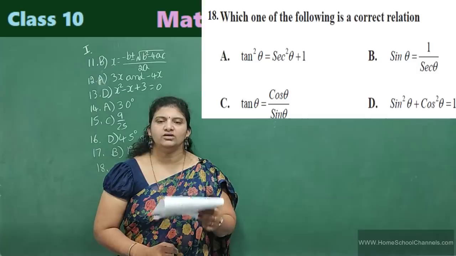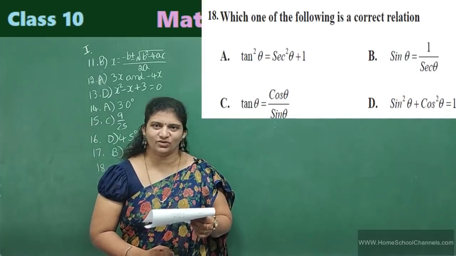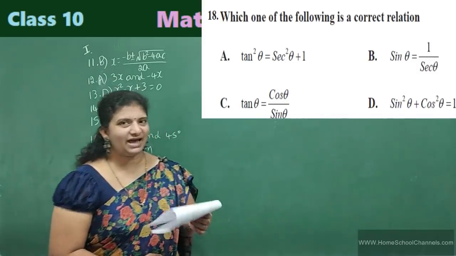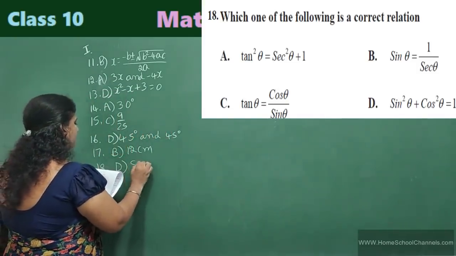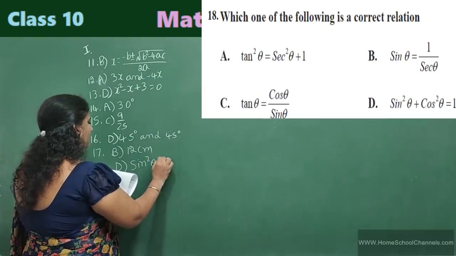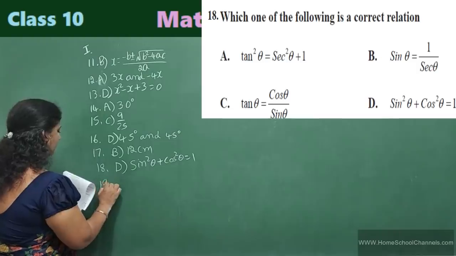This is also wrong. So, option D, sin square theta plus cos square theta is equal to 1. Yes, this is the right answer. That is option D, sin square theta plus cos square theta is equal to 1.